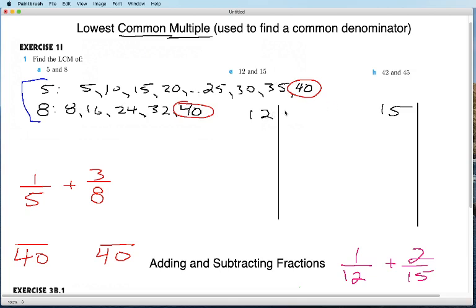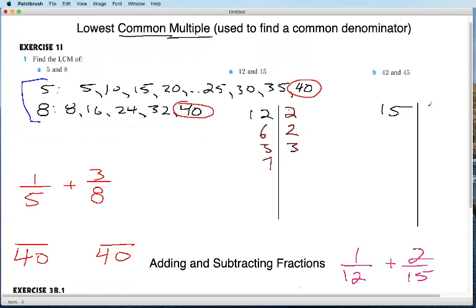How about I start dividing 12 by prime numbers? So if I divide 12 by 2, I get 6, and I divide 6 by 2, and I have 3. 3 divided by 3, so that we get our 1. So we always want to do this final step here. So we have a 1 here.